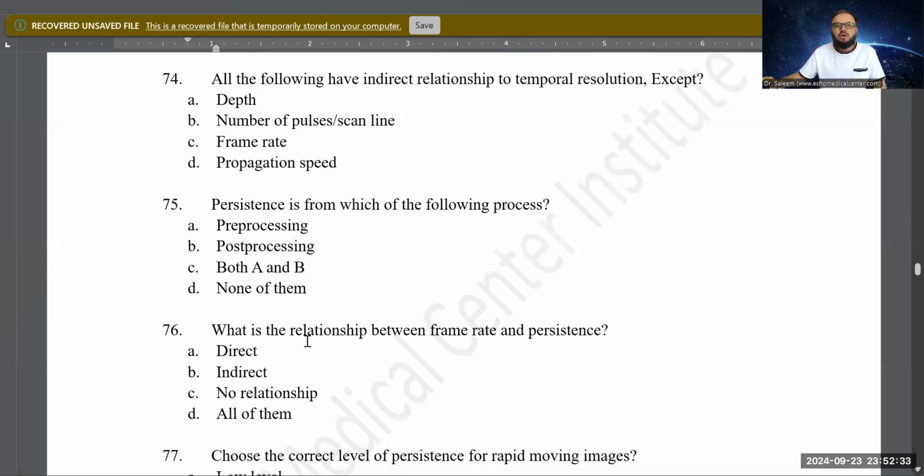Keep in mind, what is the relationship between frame rate and persistence? What do you think? What is the relationship between frame rate and persistence? I have to see that question also. I'm sorry, I don't want to give you the wrong answer. Yeah. What do you think? They have an indirect relationship. Correct. Okay, next.